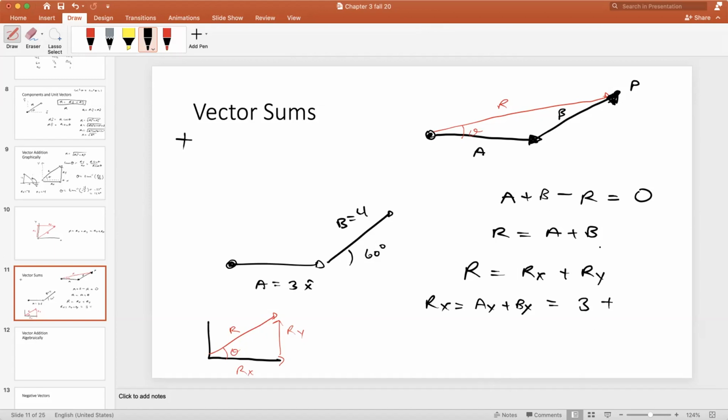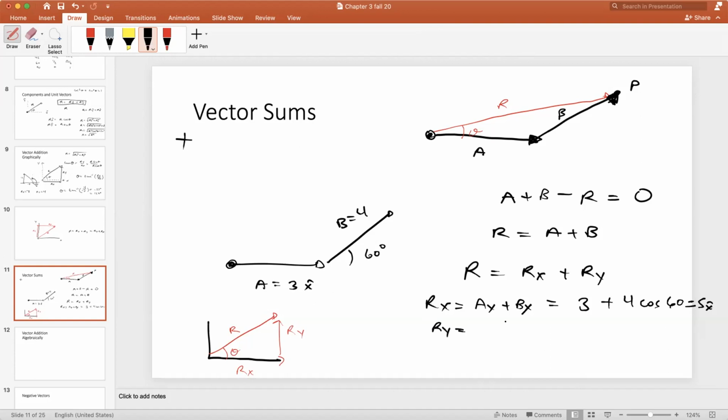plus b in the x direction is 4 cos of 60. I don't know what 4 cos of 60 is. Well, or wait, do I? Cosine of 60 is a half, right? So this should be 5. But let's put it in our calculator. 3 plus 4 times cos of 60 gives me 5. So Rx is 5 in the x hat is what we say.